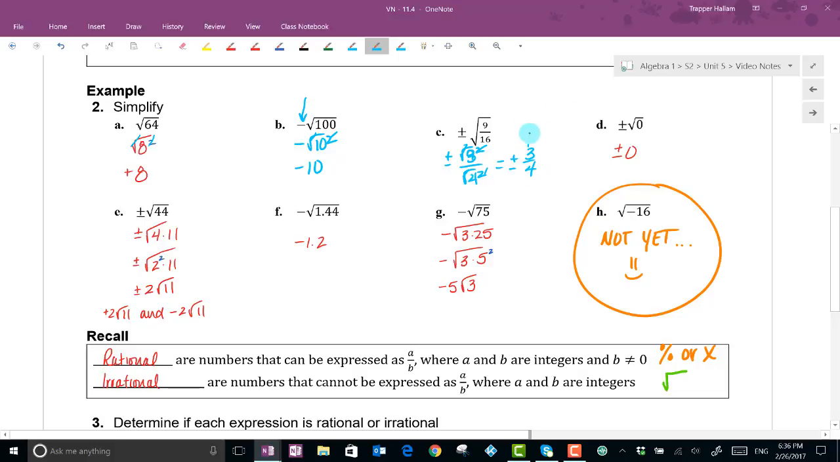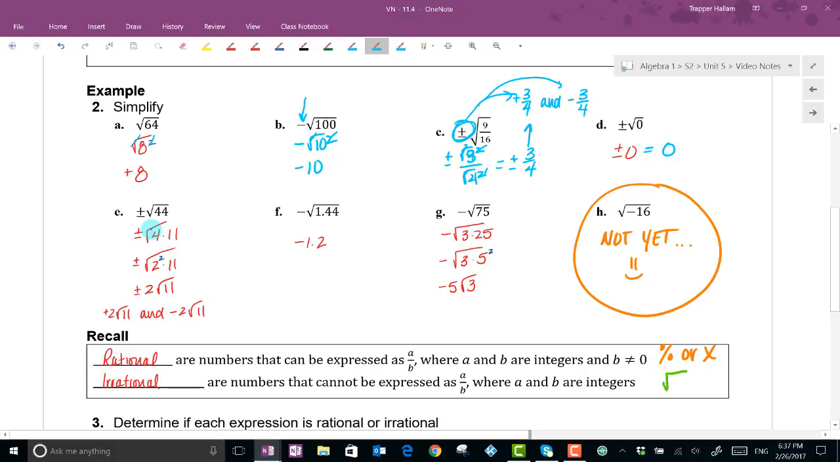What does that really mean? Well, it means that I really have two solutions for this. I've got positive 3/4, and I also have a negative 3/4. So that's what this plus or minus means. We get two solutions. So anytime you see that, you have to account for two things that are coming from that square root. Obviously, plus or minus 0 is negligible because 0 is 0 there.